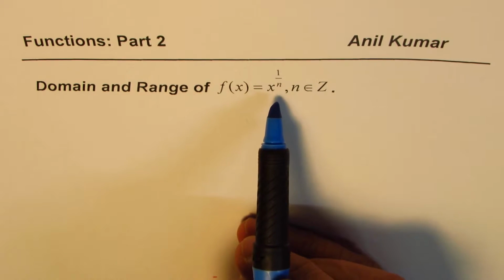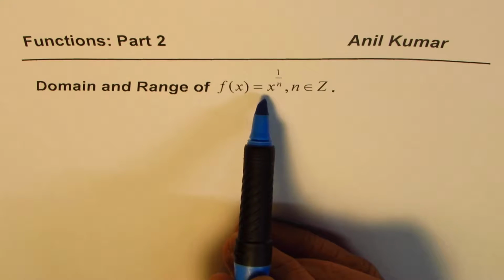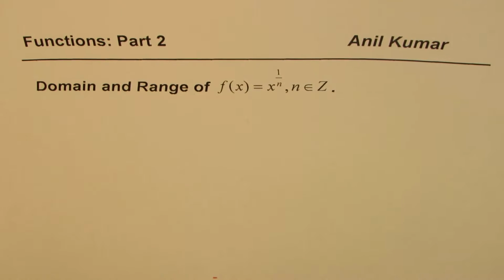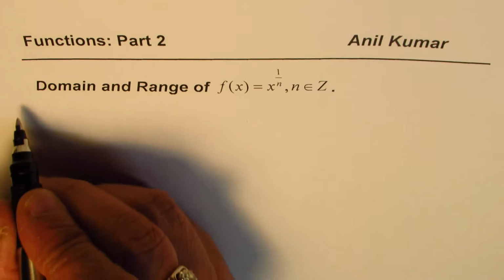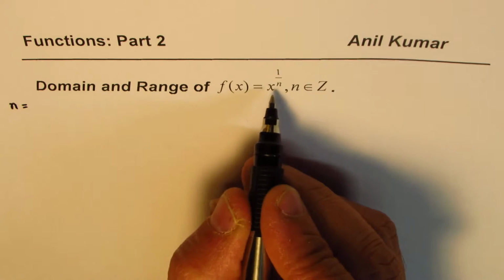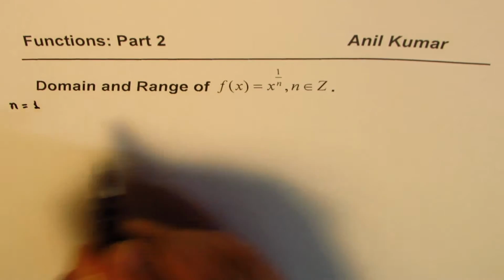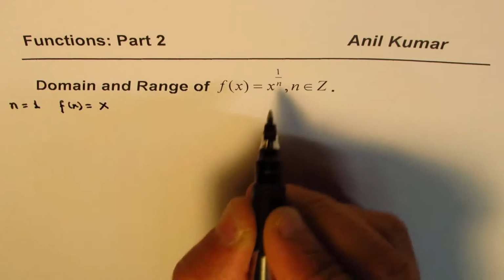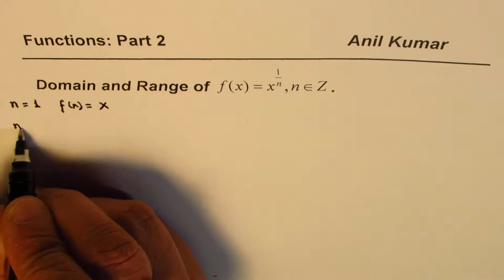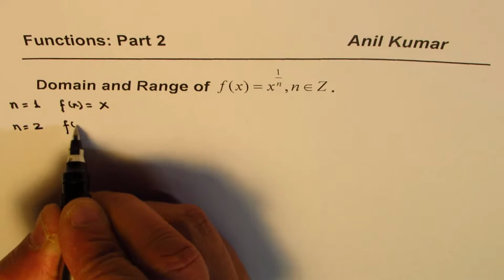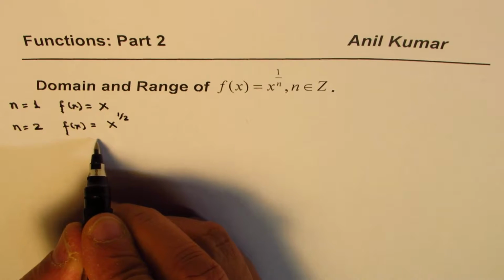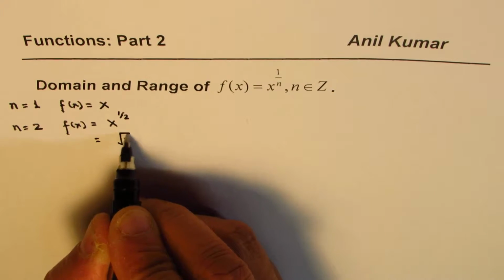In part 1, we considered the function f of x equals x to the power of 1 over n, where n was a positive integer. So let me give you in short what we learned there. We took n equals 1. In that case, the function will be f of x equals x, right? If I take n equals 2, then f of x will be x to the power of 1 over 2, or you could say square root of x, right?